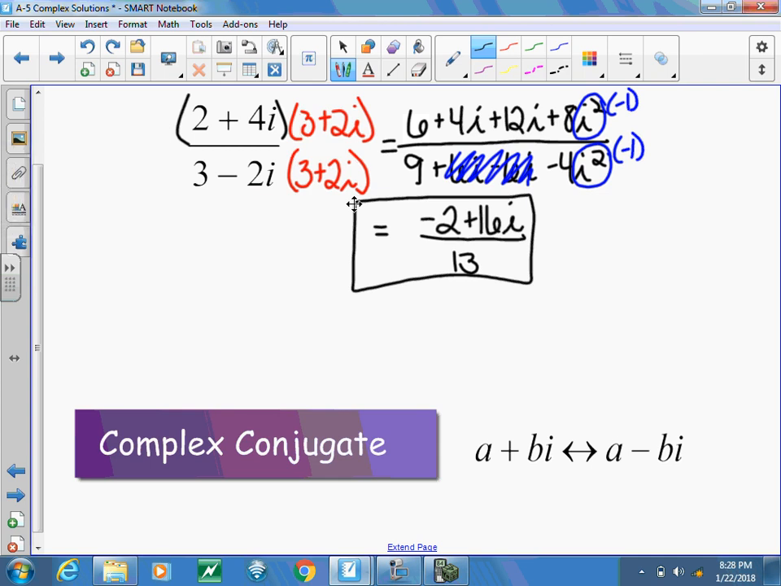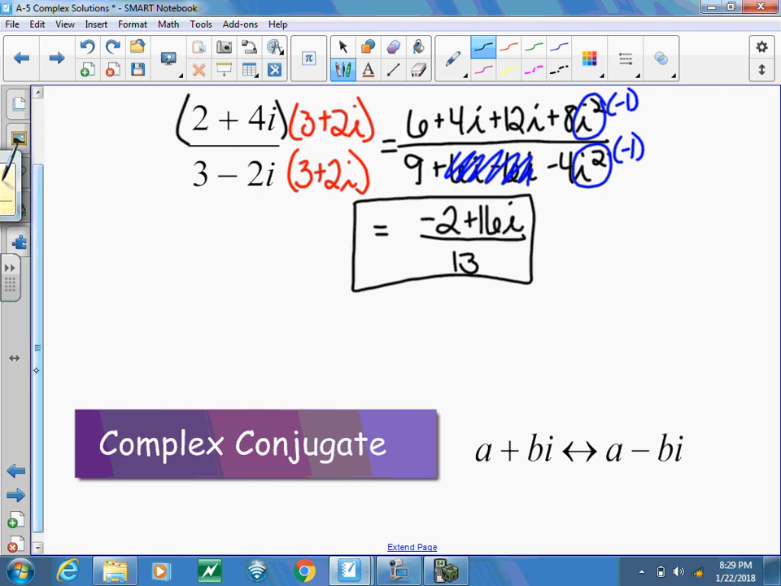I think I have something written down slightly different, so let me just double check here. 2 times 3 is 6, 2 times 2 is 4, 4 times 3 is 12, so I think I did everything. I think we're okay. So yeah, negative 2 plus or minus 16i over 13.